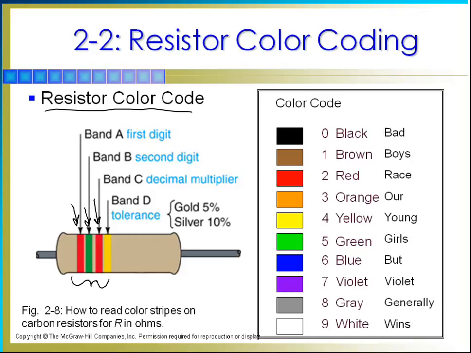So like we talked about last week, the first number is 2. Red corresponds to the number 2. The second number is 5, because green is the number 5. The third number is your multiplier. It is red, so it is your decimal multiplier, so that's times 10 squared, or you have 2 zeros. So this is 2,500 ohms, or 2.5 k ohms. And then the fourth band is your tolerance, where gold is 5%. But if it was silver, it would have a 10% tolerance.